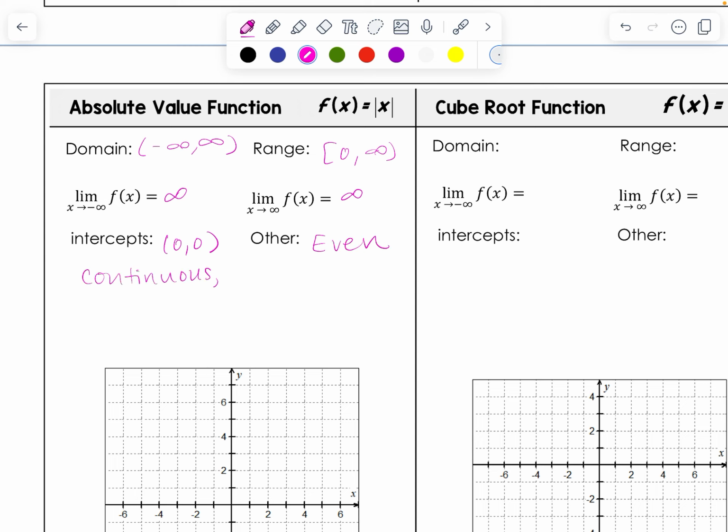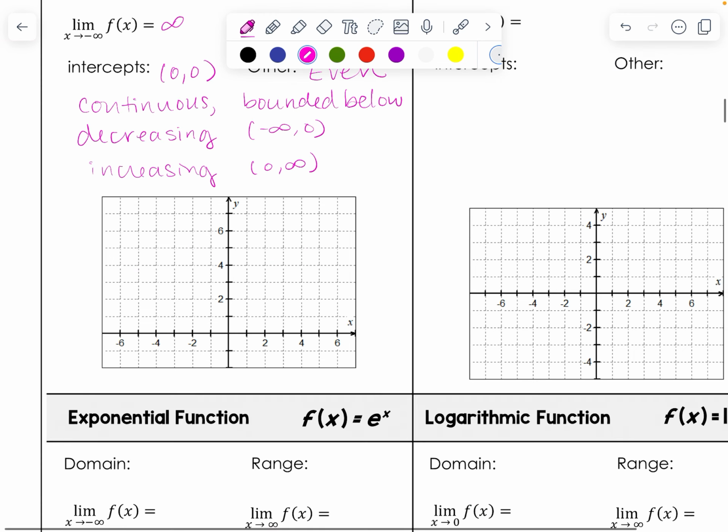It's bounded below. It's decreasing from negative infinity to 0 and increasing from 0 to infinity. It looks like this, going from 0, 0, and it has a slope up of 1 to the right, and it has a slope of negative 1 to the left.